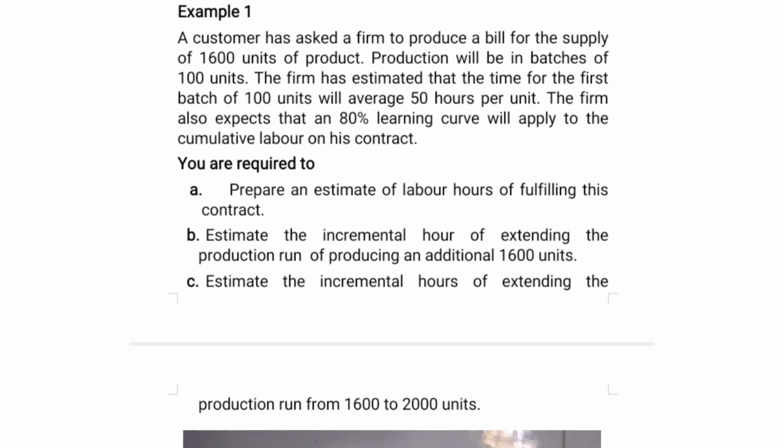B. Estimate the incremental hours of extending the production run of producing an additional 1,600 units. C. Estimate the incremental hours of extending the production run from 1,600 to 2,000 units. Now, from this particular question, when you see a question like this, the first thing that you'd want to do is to analyze the question.